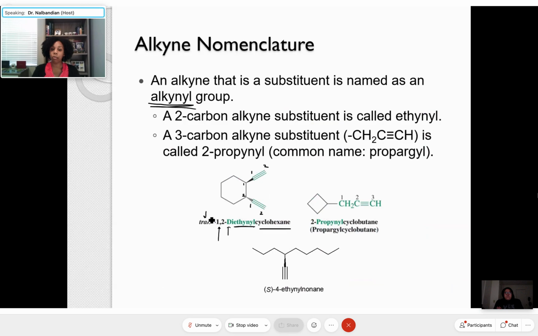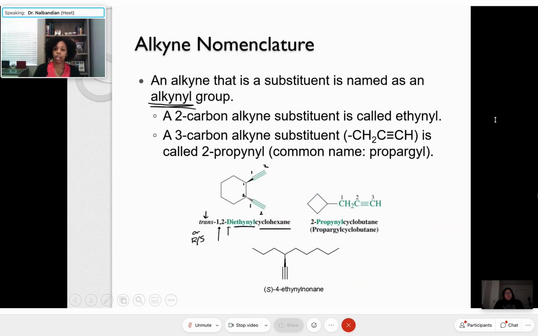Here, there's some stereochemistry shown, so we could put trans, or we could do RS instead. Trans or RS. So remember, RS would be better. So this 2-carbon substituent, we call that ethynyl.